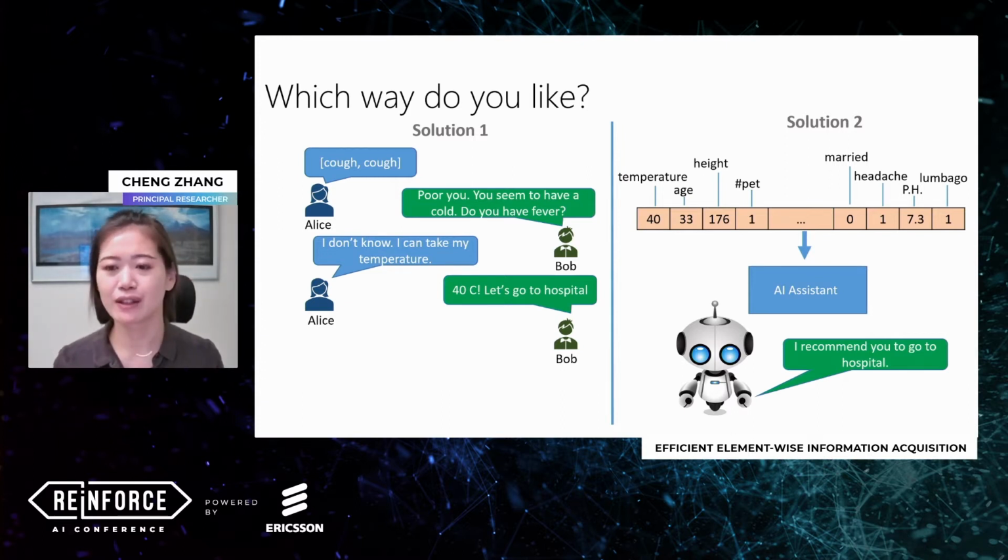And the second solution is Alice needs to input everything. She has to provide all the information about her age, the number of pets she has, and then the AI assistant may say, okay, you need to go to the hospital. I obviously prefer solution one over solution two, because the decision is made much more efficiently. With solution two, if I'm really seriously ill, after I gather all this information, I don't have the energy to go to the hospital anymore.